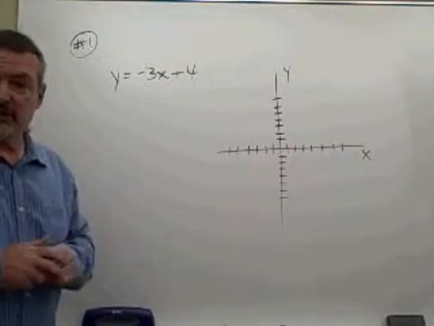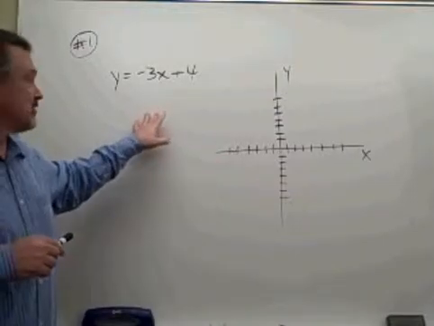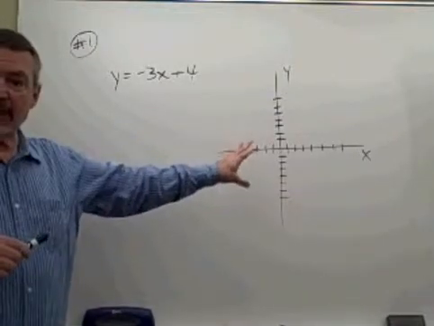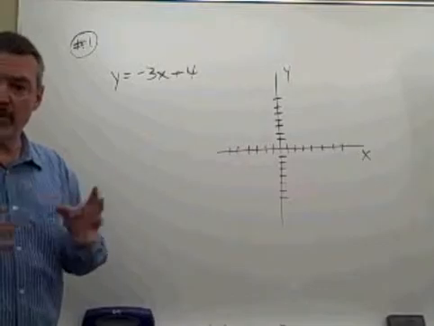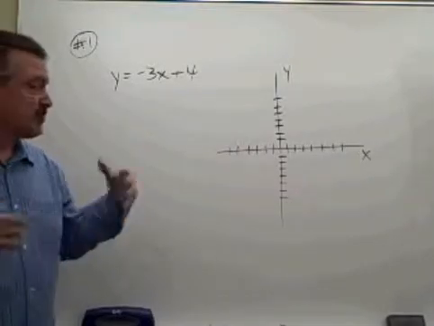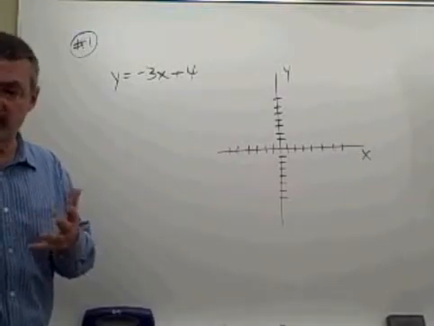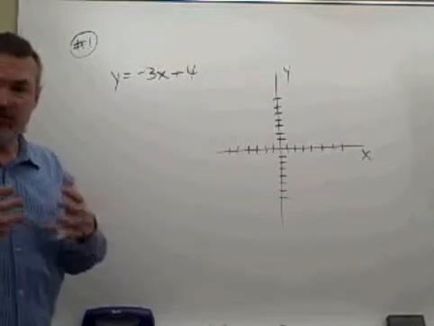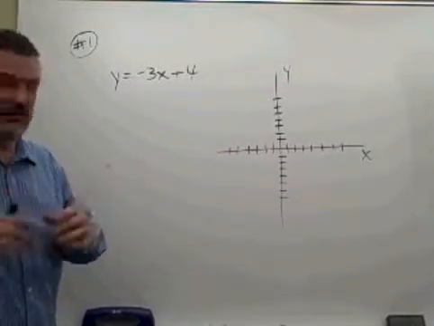And since there are an infinite number of solutions to a linear equation in 2 variables, we use a graph to picture all of those solutions. We use a graph to picture the solution set, it's called. That's what the set of all solutions is called. It's typically called the solution set.